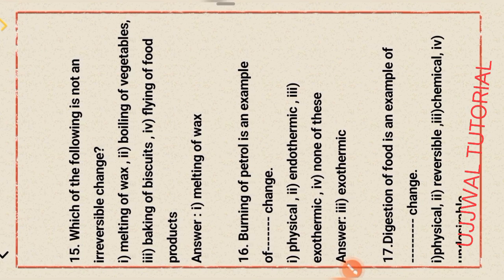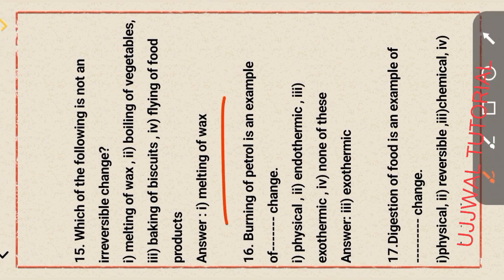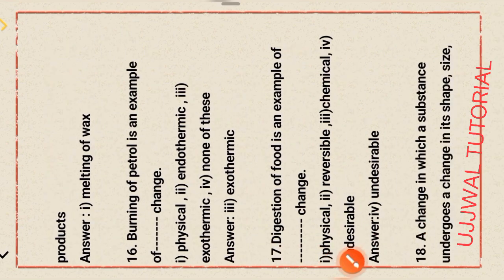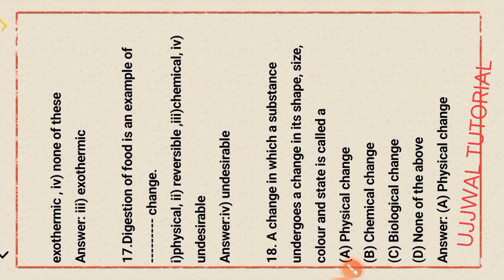Okay. Next question, question number 16. Burning of petrol is an example of dash change, exothermic change, due to create the heat. So it is the exothermic change. Okay. Next question, question number 17. Digestion of food is an example of dash change, undesirable change. Also, it is the chemical change.